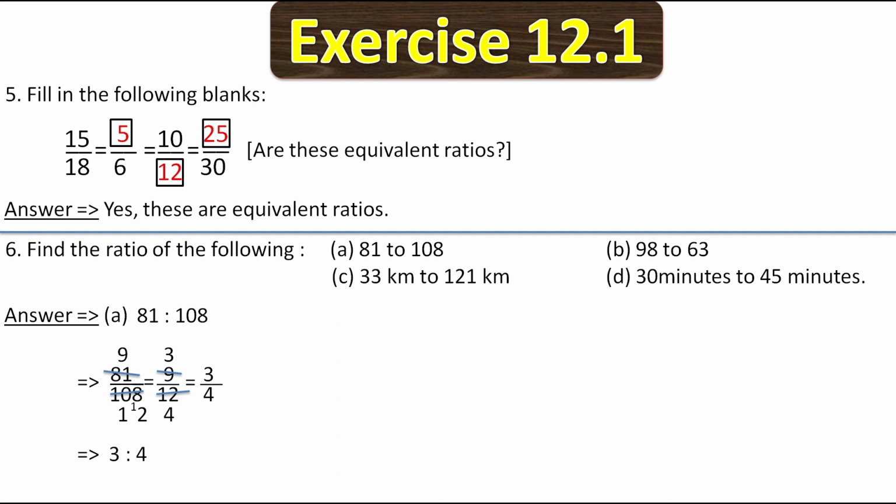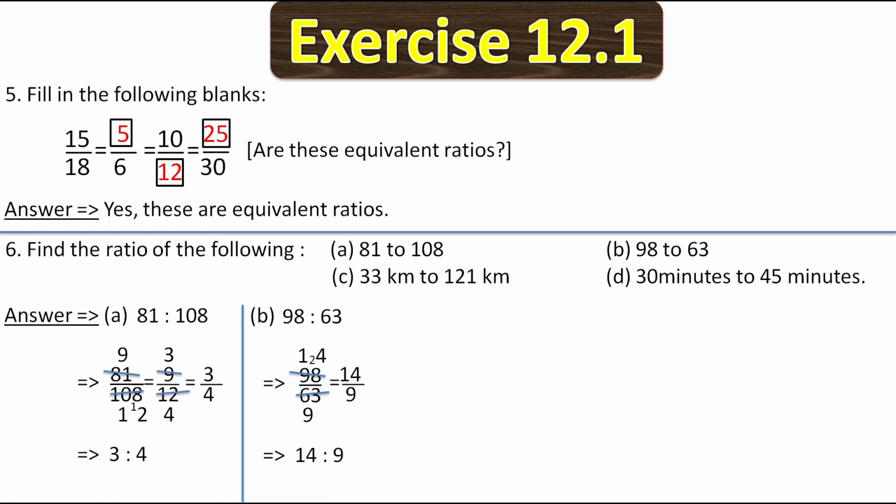Okay. Now let's solve the next one, that is B1, 98 to 63. So 98 is to 63. Let's make it in the fraction form to simplify it. Now let's divide this by 7. 7 1s are 7, we got 2 remaining, 28. 7 4s are 28. Now here 7 9s are 63. So we got 14 upon 9. So the ratio is 14 is to 9.